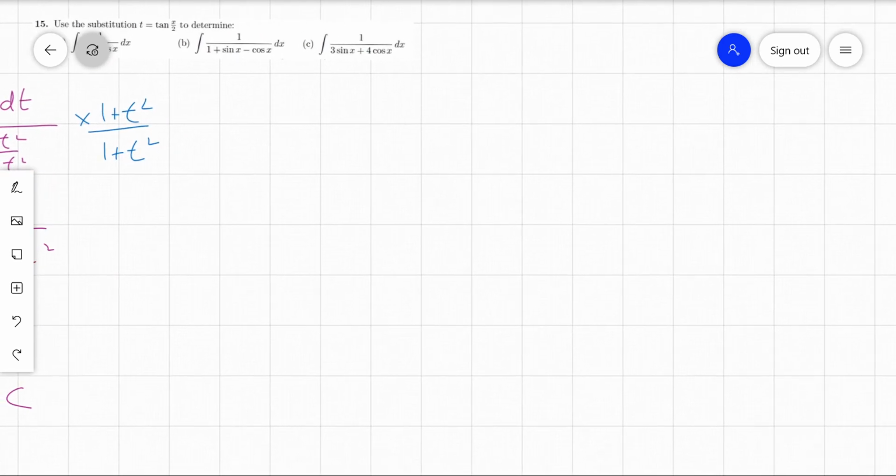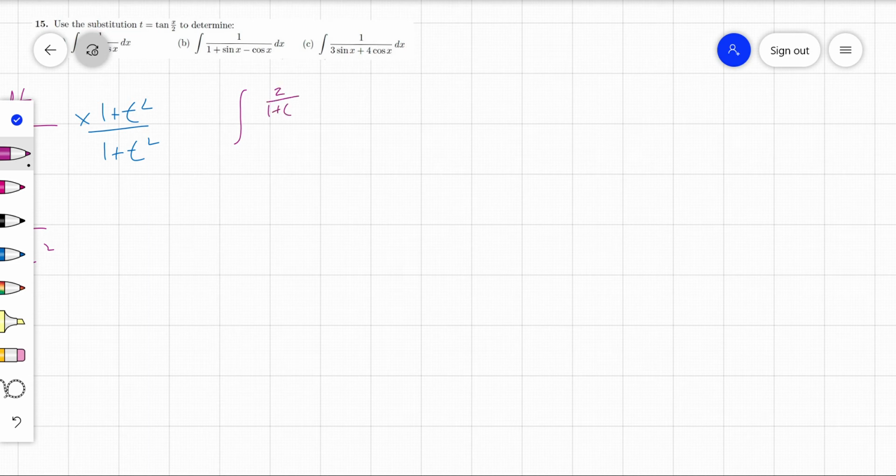So for this one, we'll do the same thing. So again, for the dx, which is on top, I'm going to put 2 on 1 plus t squared dt. And then I've got 1 on the bottom, I've got sine x, which is 2t on 1 plus t squared, and cos x, which is 1 minus t squared on 1 plus t squared.